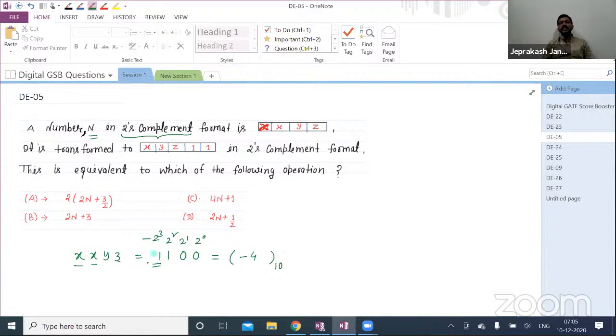Or in other words, this entire number's equivalent value is the same as this number. Since the sign bit is 1, the corresponding position weight I will consider minus. Minus 2 square is nothing but minus 4. Either method you can follow, no issue. You will get minus 4.